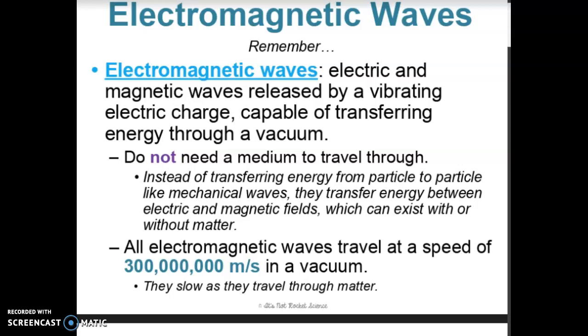so they can exist without any form of matter. Now, electromagnetic waves travel at the speed of light, which is 300 million meters per second in a vacuum. So as you increase matter, they slow down. That means they're going fastest in a vacuum, and then next in a gas, and then liquid, and they would move slowest in a solid.